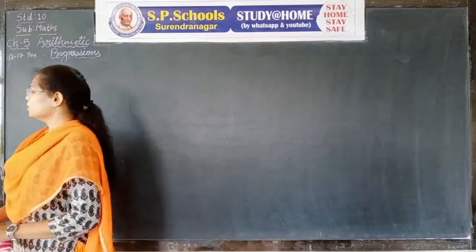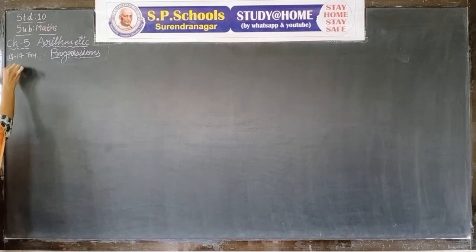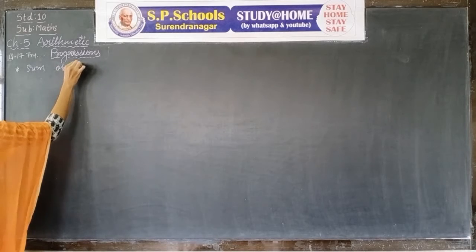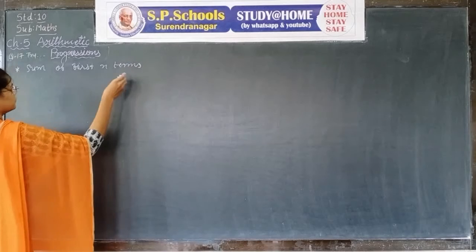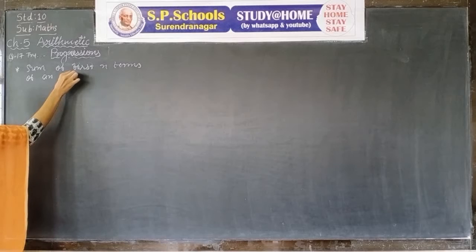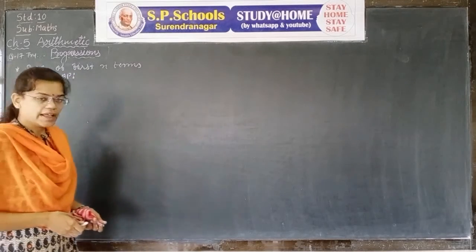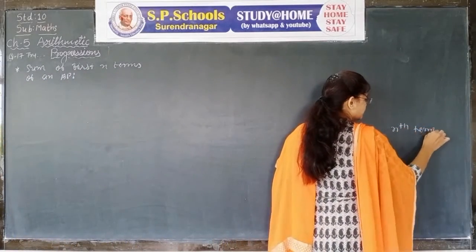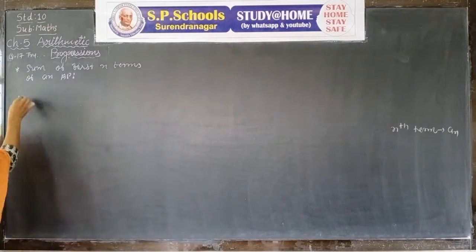Now we see one new theory about the sum of first n terms of an AP. As we know, the nth term is denoted by an. The sum of first n terms is denoted by Sn.